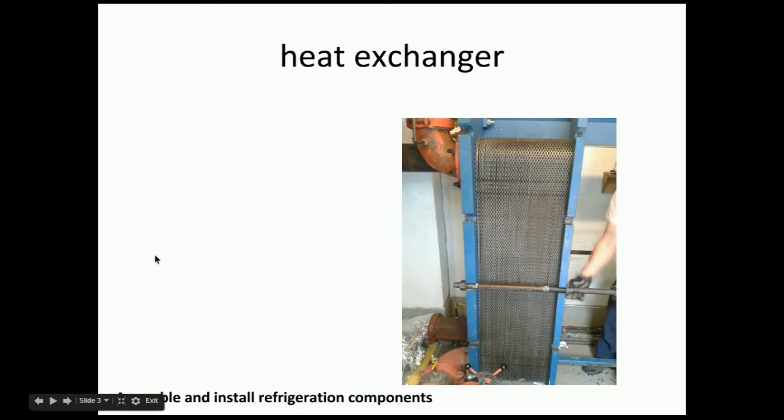Okay, well, this would be an assemble and install slide, and it's a skill that the particular trade has, and what they're installing is a heat exchanger. This particular slide could be a part of your portfolio. It would be a work sample, and in a job interview, if you were talking about assembling and installing refrigeration components, this would be an excellent slide to take out of your portfolio and discuss with your potential employer.